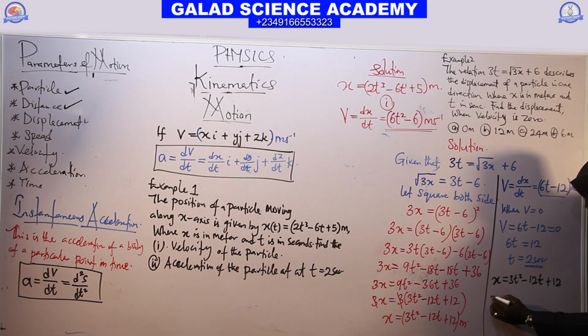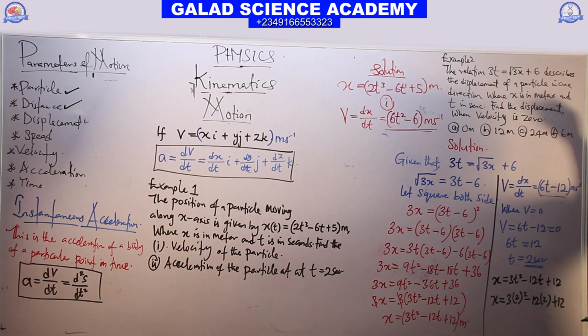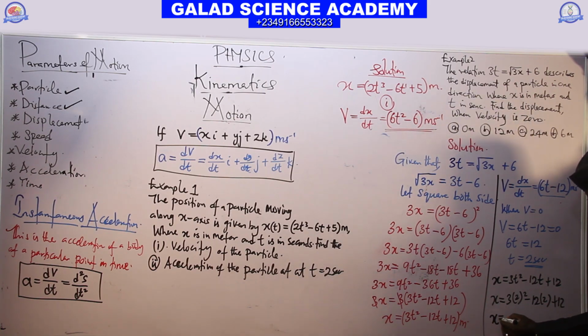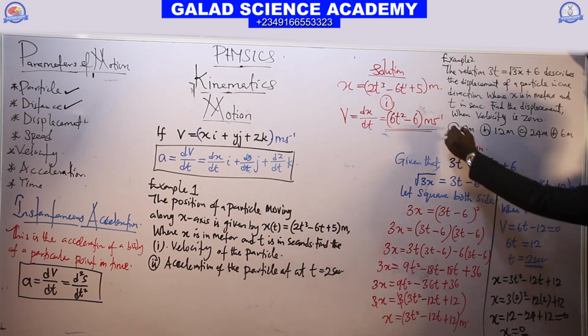So t equal to 2, x equals 3 into 2 squared minus 12 into 2 plus 12. 2 squared is 4. 4 multiplied by 3 gives us 12. So x equals 12 minus 24 plus 12. Add it together, it equals 0. So displacement will be equal to 0. So what is the final answer here? The answer is A.